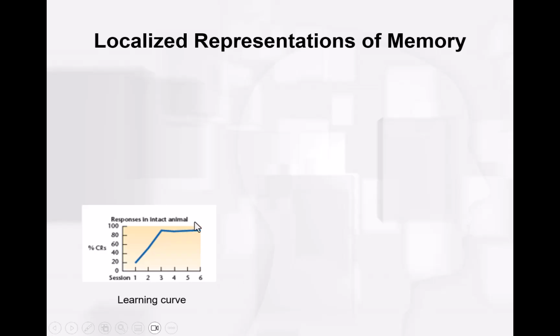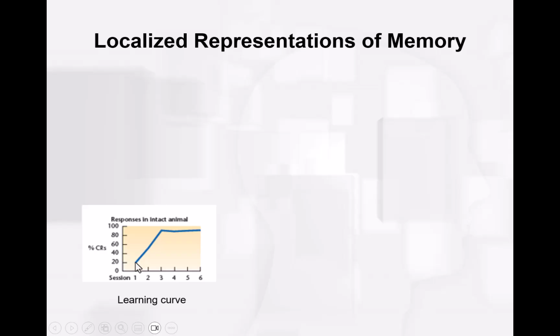This is the learning curve for the eye blink response in an intact animal, so an animal that has not had anything done to its brain, just the normal response. This is the percentage of conditioned responses, and this is the number of sessions, the number of times that you had that tone paired with the puff of air. Of course, we just blink our eye randomly, right? And then over time that increases, and then you kind of have this plateau.